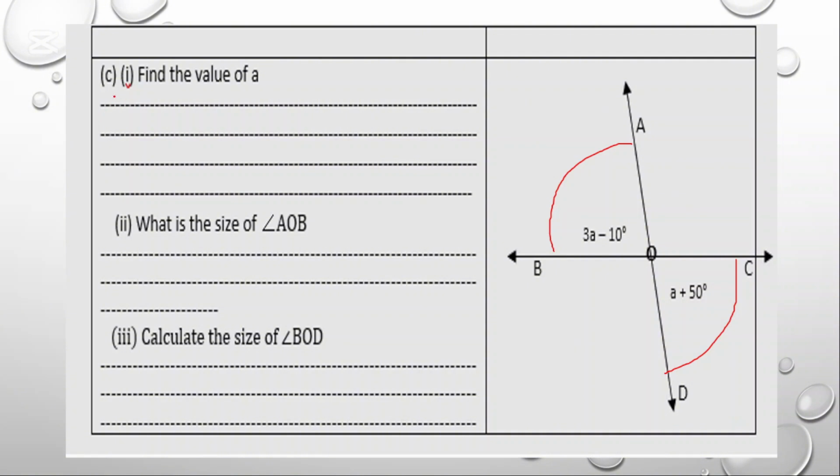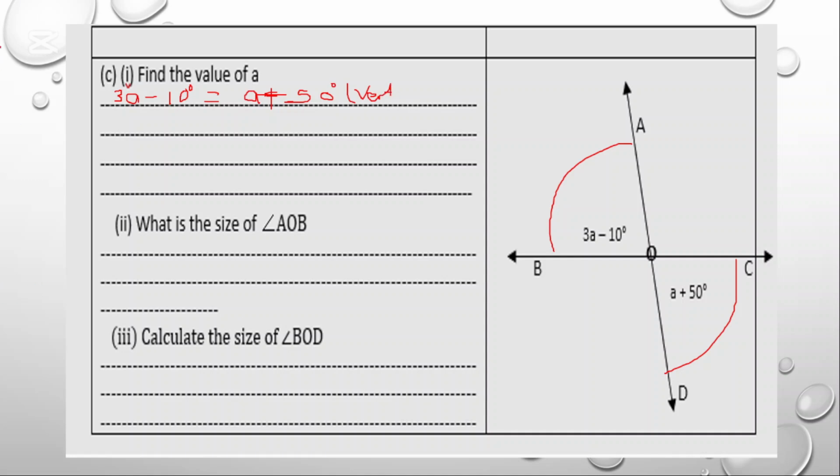So you start by saying 3A minus 10 degrees is equal to A plus 50 degrees. Why? And we know the reason. They are vertically opposite angles. Okay, you can see they're vertically opposite angles.